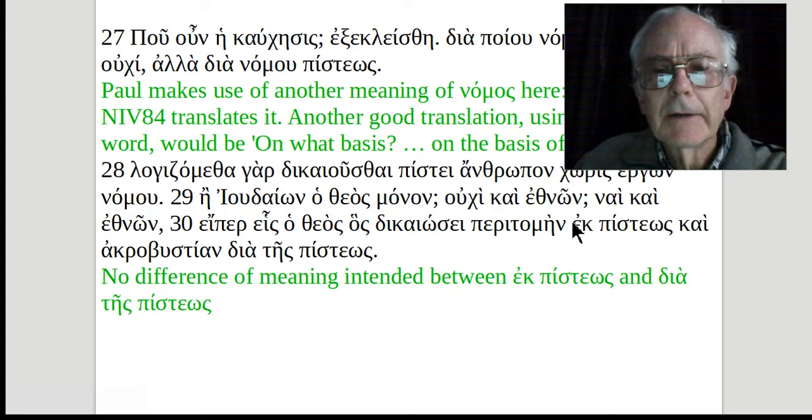And same thing here as I mentioned before, stylistic variation, ek pisteos and dia tes pisteos, very similar to the example with endeixin that we looked at in previous verses.